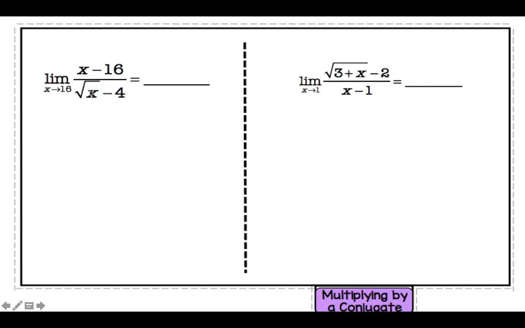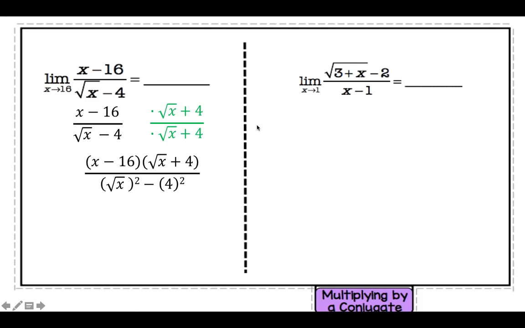So I know the conjugate is just the square root of x plus 4 instead of a minus 4. So let's go ahead and multiply the top and bottom by the conjugate. All right, so then this top portion is just going to stay as x minus 16 times the square root of x plus 4. The bottom, using the rule, we're going to get the square root of x squared minus 4 squared.